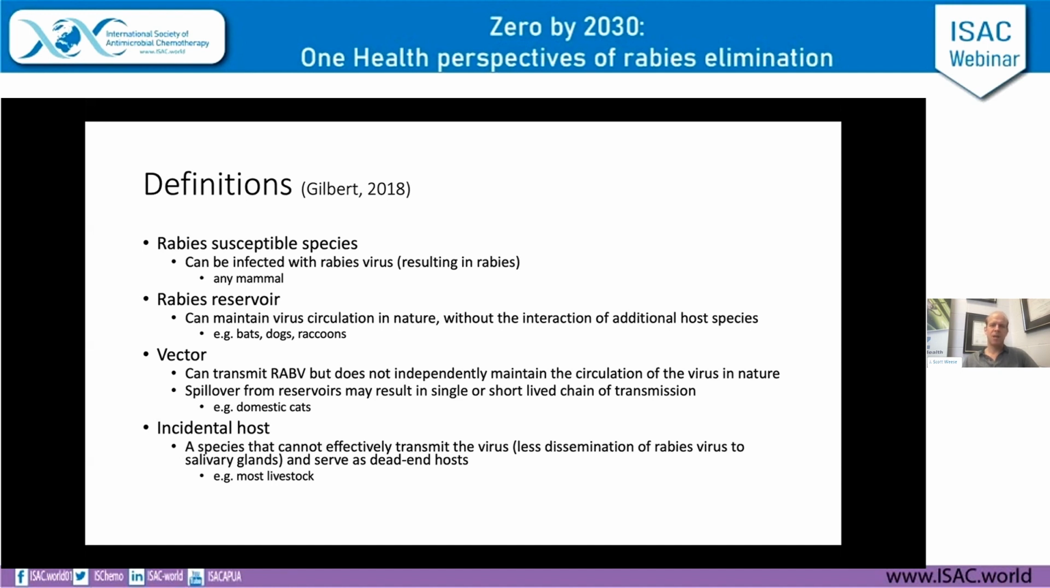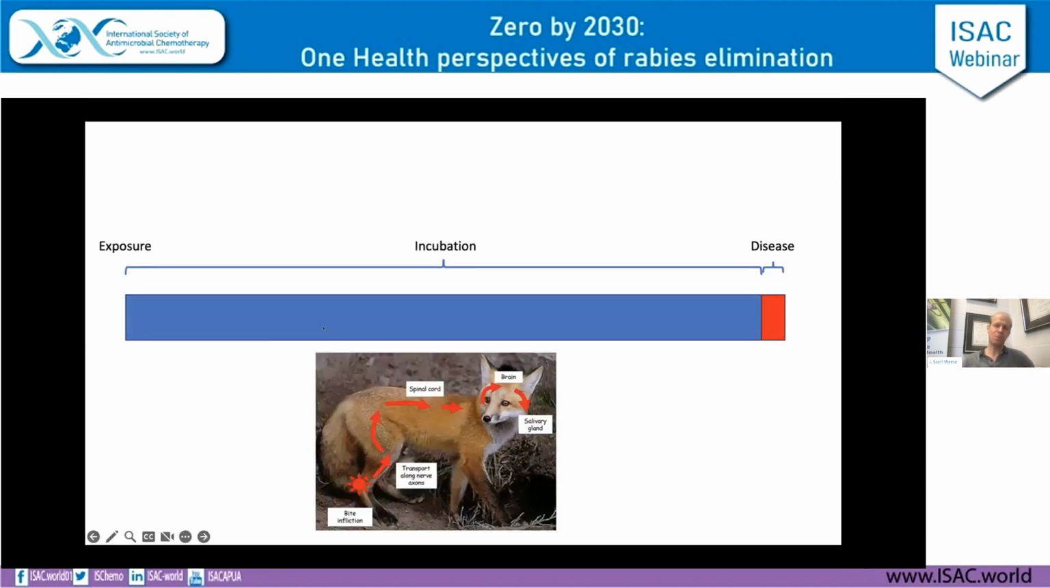And then we have incidental hosts, or often dead end, or typically dead end hosts. So a species that's susceptible gets infected by a reservoir or a vector, but does not typically transmit the virus. And that could be partly because they don't get a lot of virus shedding in saliva. It could also be because of their interactions with other animals that make it less likely for rabies virus to be spread, because the ability of the animal to expose another individual depends on behavior and a variety of other factors, not just the biology of the virus.